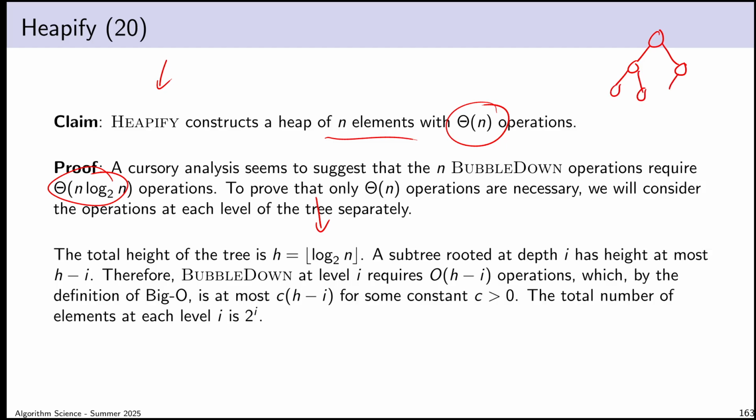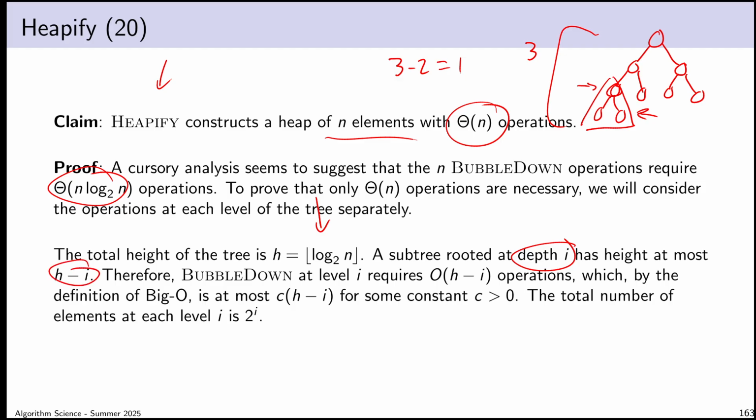Okay, so in this tree, the height is 3. If I look at a subtree rooted at level 2, the height of this would be 3 minus 2, which is equal to 1. So that's a subtree of height 1. A subtree rooted at depth i has height at most h minus i. It could actually be a lower height, because this subtree, which is also at level 2, actually has height 0. So it has height at most h minus i.